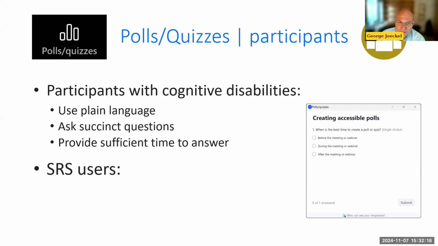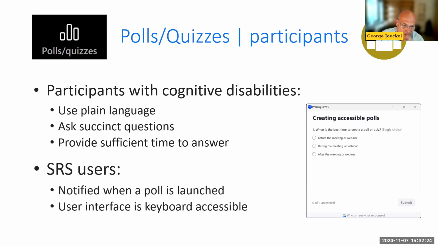Now, for screen reading software users, they are going to be notified when a poll is launched. And this user interface is keyboard accessible. It's very accessible. So they're going to be able to go in there, read the question and read the answer choices and make their selection and submit it.